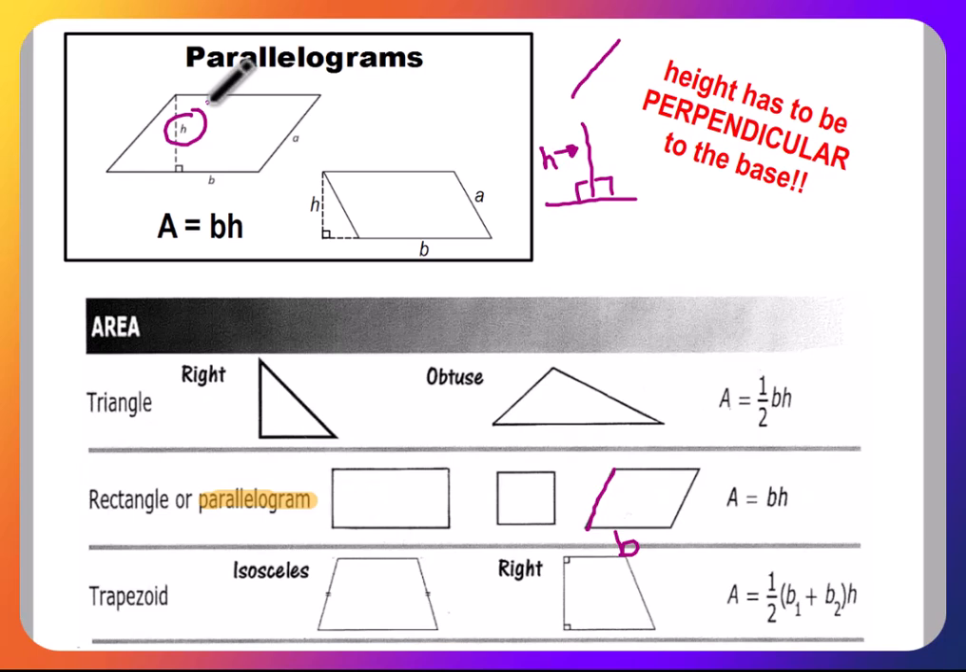Another way is on the outside of the parallelogram. It'll still go from the highest point of your parallelogram with a dotted or dashed line straight down, and then they extend the base with a dotted line to show that it is perpendicular and makes that right angle. This is another way to show it on the outside of the parallelogram. So if the height is slanted, you don't use it. You look for the perpendicular, the straight height.